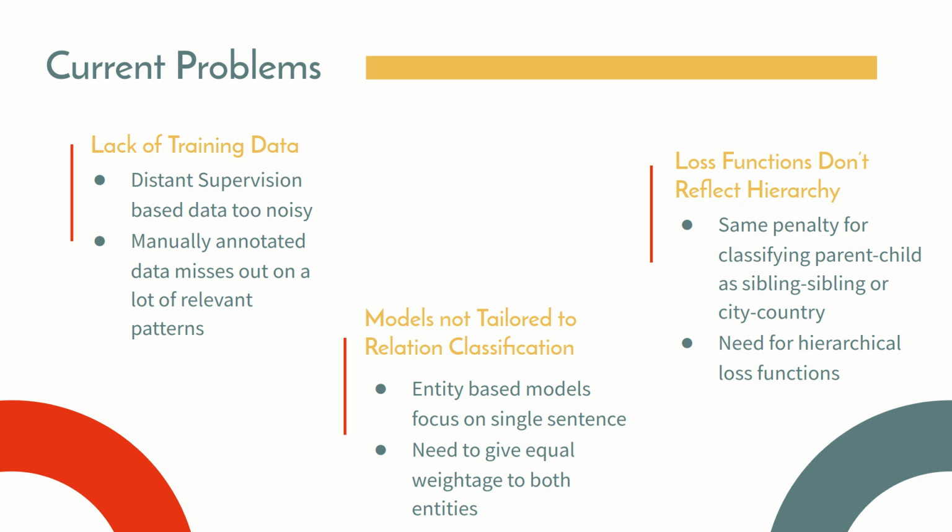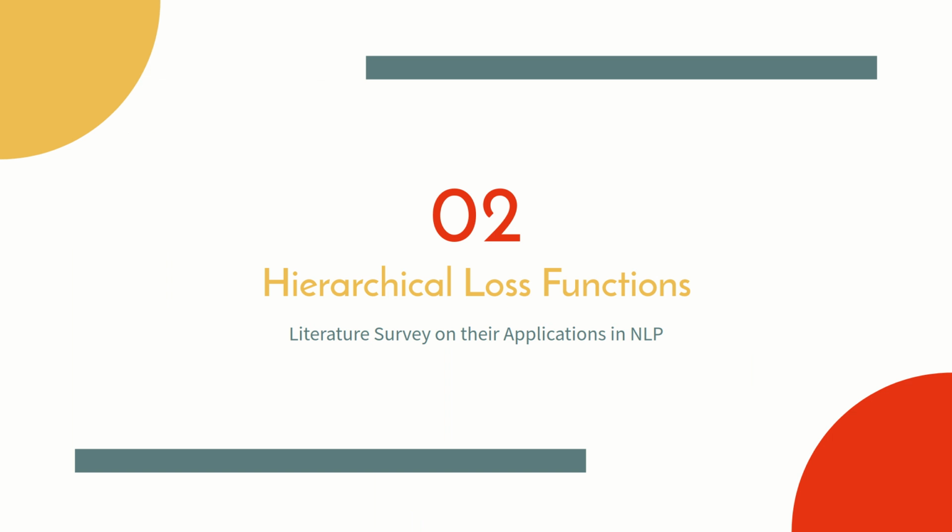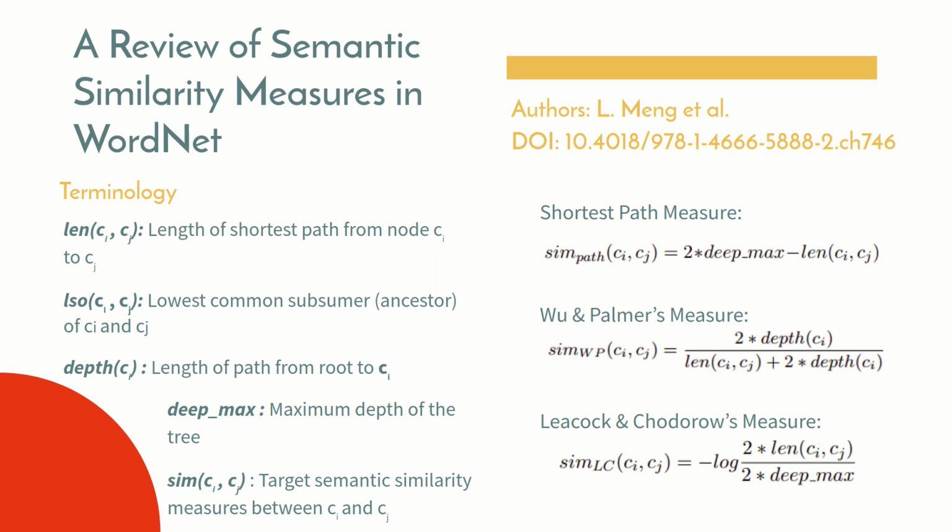The same penalty is given for classifying a parent-child relationship as a sibling-sibling relationship or a city-country relationship, even though sibling-sibling is much closer. And so there's a need for the cost function to reflect the relational hierarchy at hand. So we'll now look at some hierarchical loss functions and their applications in NLP.